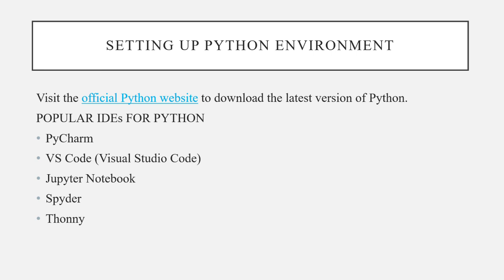And firstly, what is an IDE? An IDE, or Integrated Development Environment, is a special software that makes it easier to write and test your code. It often includes features like syntax highlighting, code suggestions, and built-in tools to run and debug your programs. And let's look at some of the popular IDEs that you can use for Python programming.